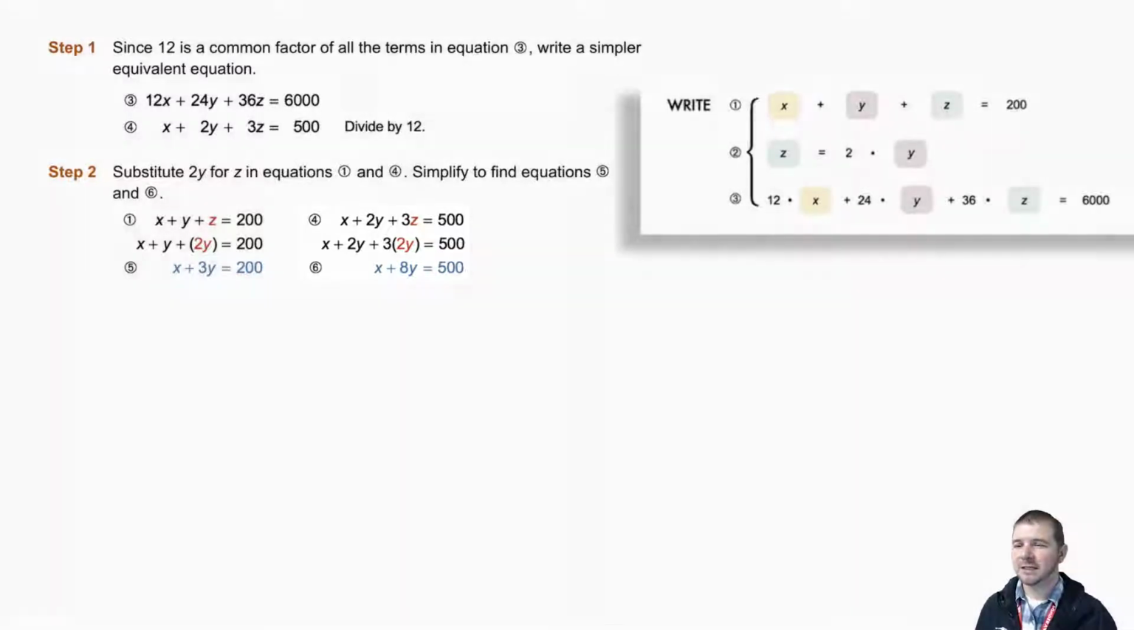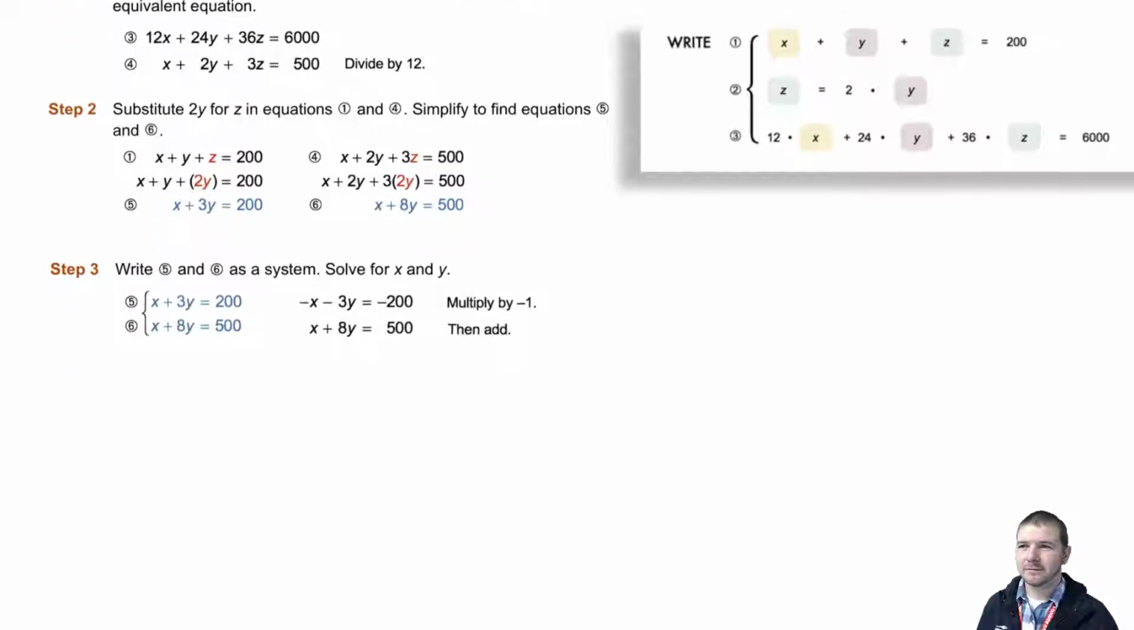So equations 5 and 6 form a new system that only have variables x and y, so we can solve that system using traditional methods. And that's step 3. We'll write equations 5 and 6 as a system and solve for x and y.